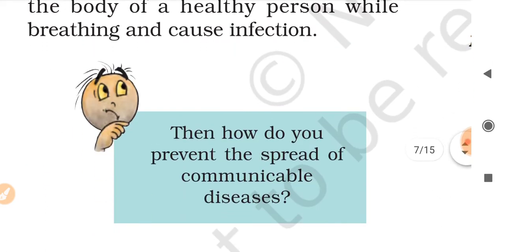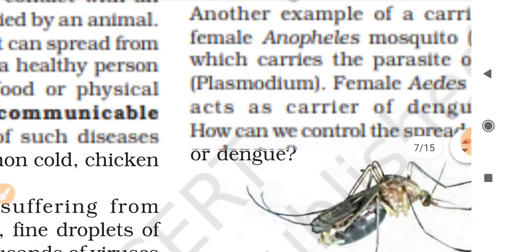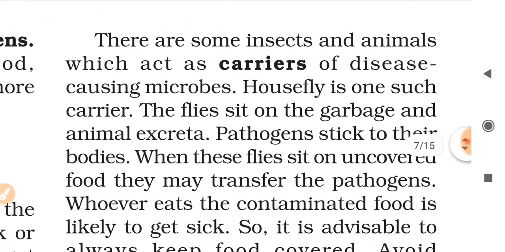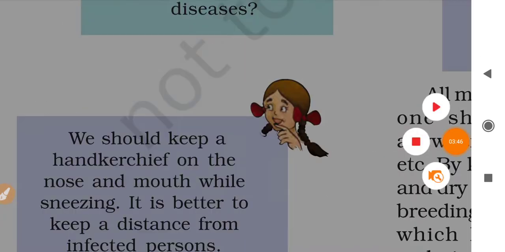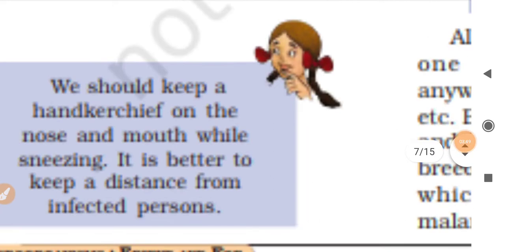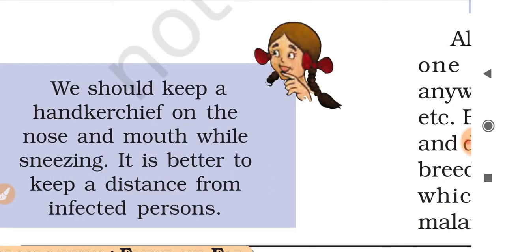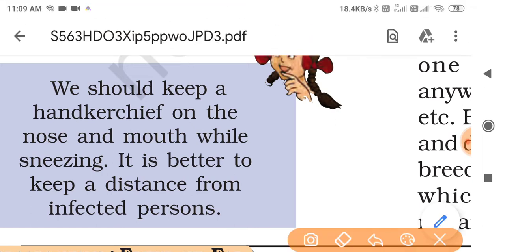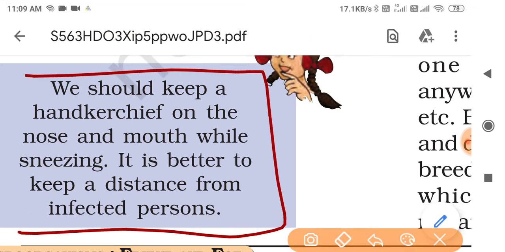Now Pujo, tell how do you prevent the spread of communicable diseases. This is a question that can come to the mind of every person: how can we prevent these diseases? Paheli has the answer. We should keep a handkerchief on the nose and mouth while sneezing. It is better to keep a distance from infected persons. This is the major prevention that can be done.